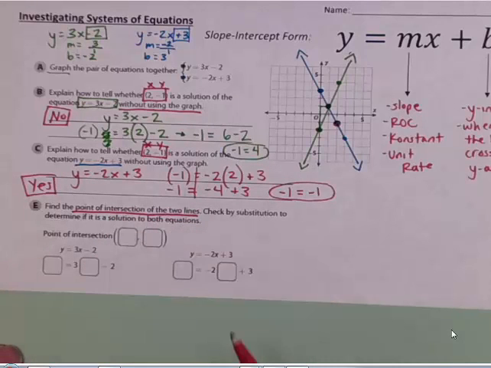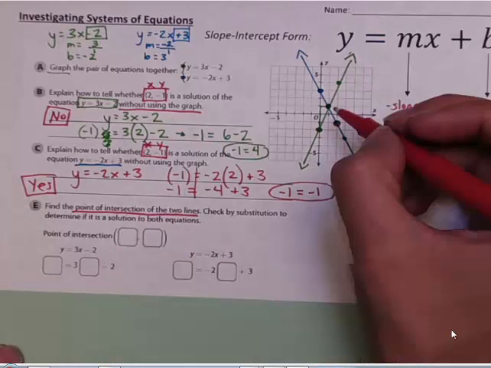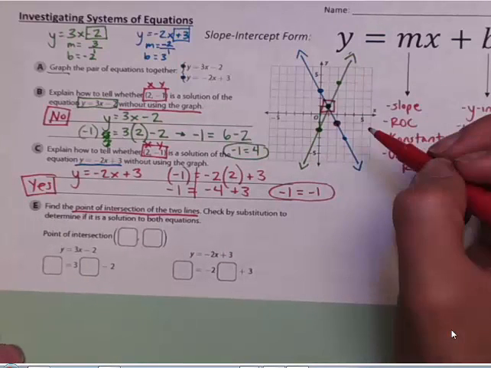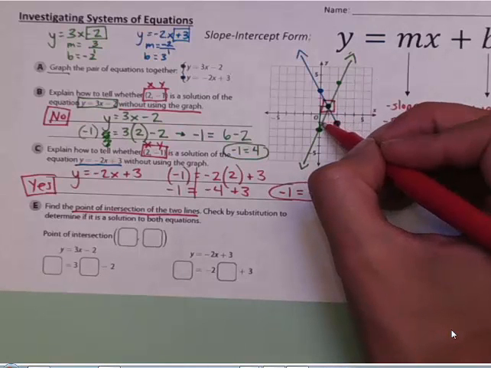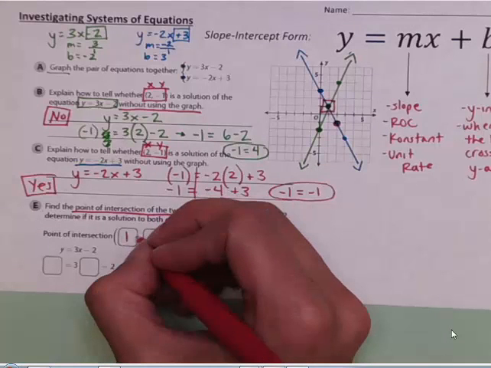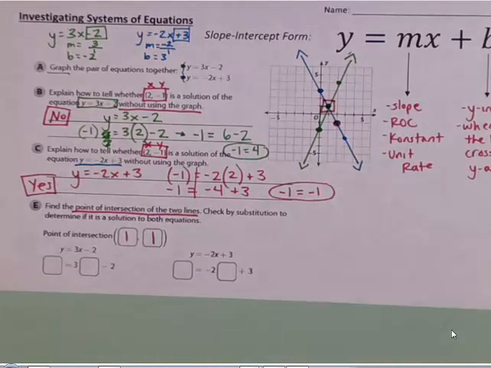Okay, so at what point do they intersect? If you look, they intersect at this point right here. Remember, our solution is written as an ordered pair. So, I need to look for this ordered pair. So if I go over 1 on the x-axis, up 1, my point of intersection is (1, 1). Now, we have to check this solution by actually plugging it in to see if it makes a true statement.